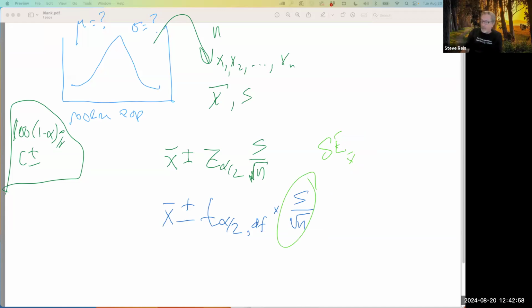But let's focus on this T value instead of the Z value. T has two subscripts that define it. One is that upper tail area, and that's easy. The second, degrees of freedom, is related to the number of data points that you have. Degrees of freedom for this approach is just the number of data points minus 1.